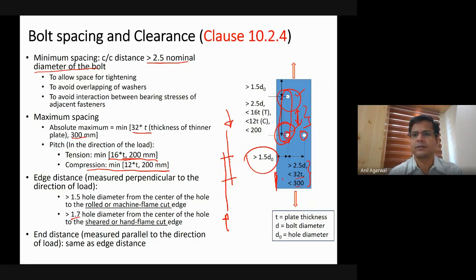You understand the difference between edge distance and end distance, right? End distance is in the direction of the load. So if this is the direction of the load, this distance for this bolt will be called end distance, and this distance will be called edge distance. Okay.